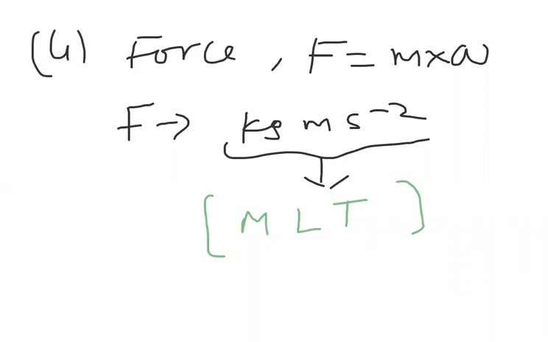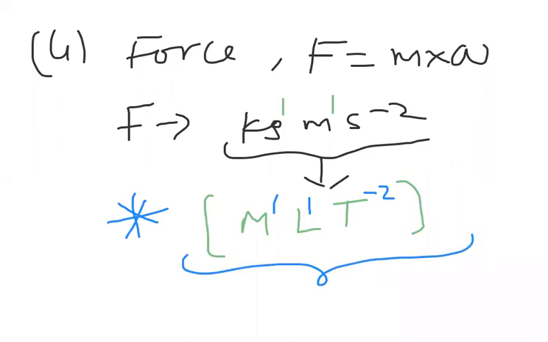Kg power, what is there? Meter, nothing is there, which means power 1. So I can write M1 L1 T power minus 2. This is the dimensional formula for force. So the force dimensional formula is M1 L1 T power minus 2.